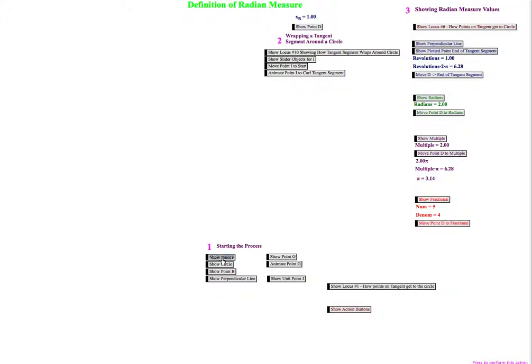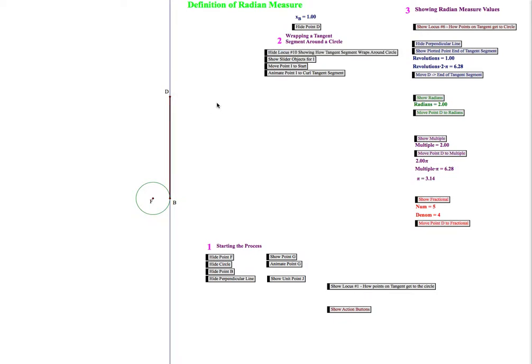I'd like to show you how the definition of radians came about. We're going to start by constructing a circle around the point F, and on that we're going to put a point B, and we're going to create a line tangent to the circle at B, and on that I'm going to place a point D, and from B to D I'm going to highlight that segment.